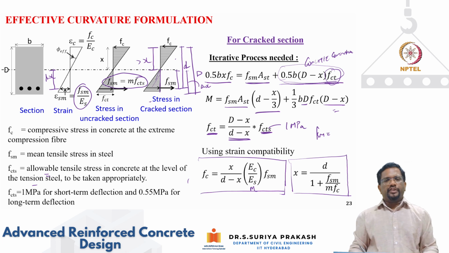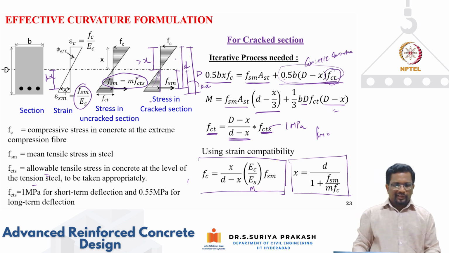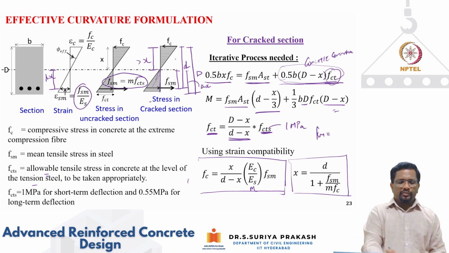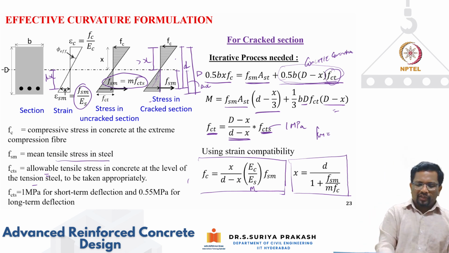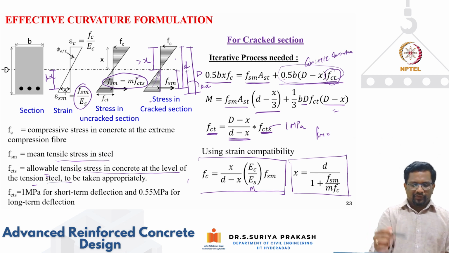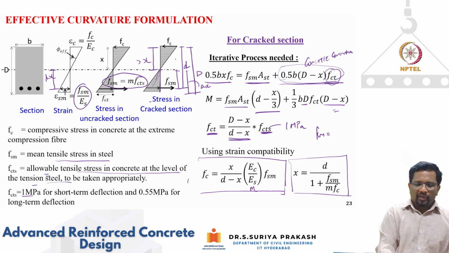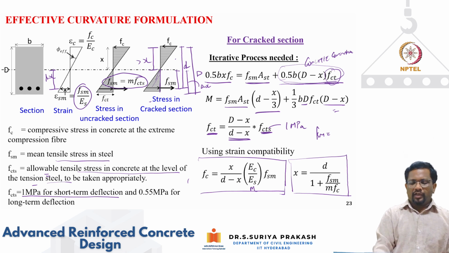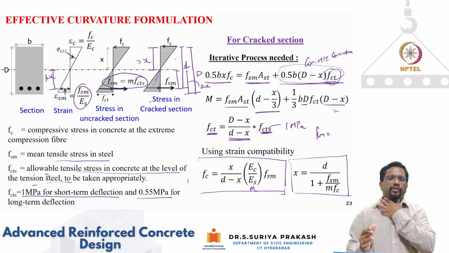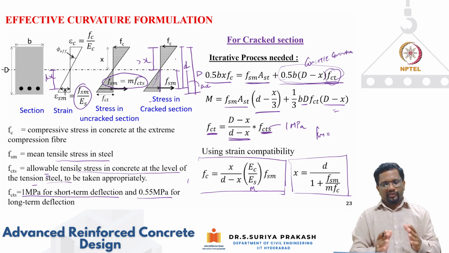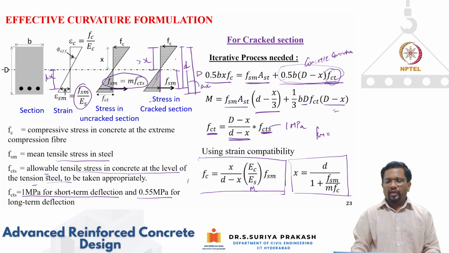So we have fc as compressive stress in the concrete at extreme compression fiber. fsm is your mean tensile stress in steel, and fct is the allowable tensile stress in the concrete at the level of tension steel, to be taken appropriately. That's what we discussed. It will be taken as 1 megapascal for short-term deflection and 0.55 megapascal for long-term deflection. Right? So you're going to take a lesser value of concrete allowable stress for long-term deflections.